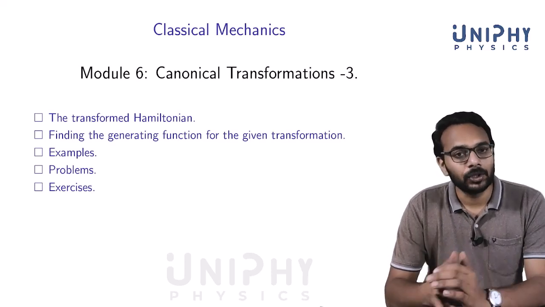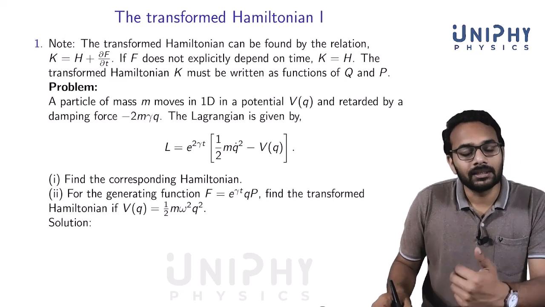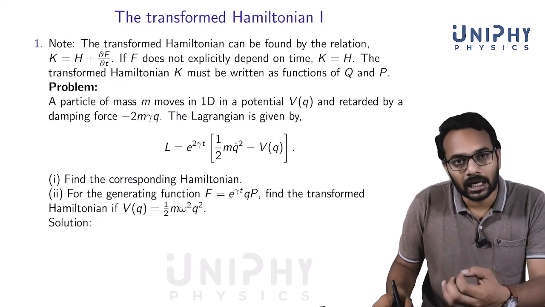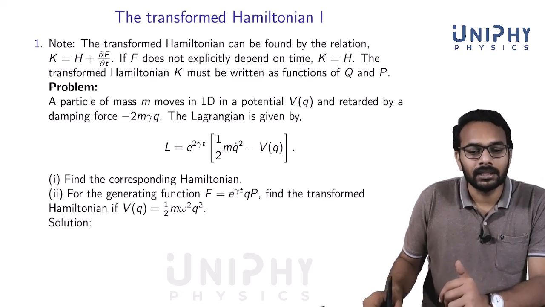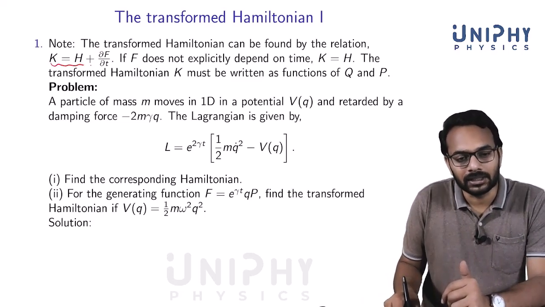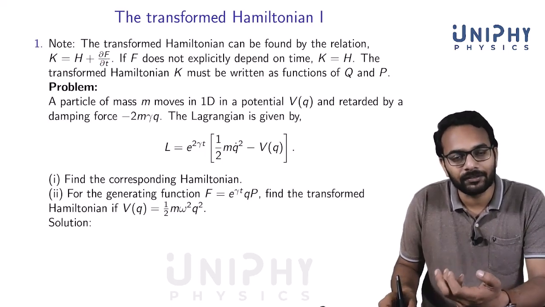Hi, let's continue with canonical transformations. So we'll first see how we can find the transformed Hamiltonian. We'll do an example problem here. The transformed Hamiltonian is found by this relation: K is equal to H plus ∂F/∂t, where F is the generating function.